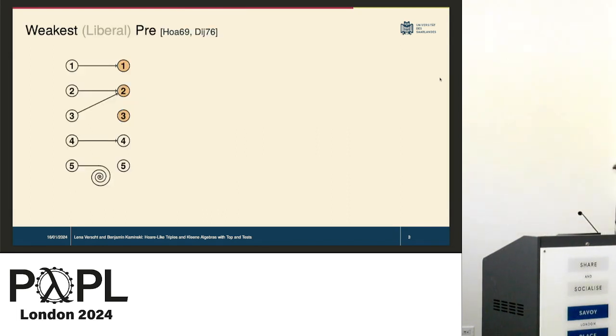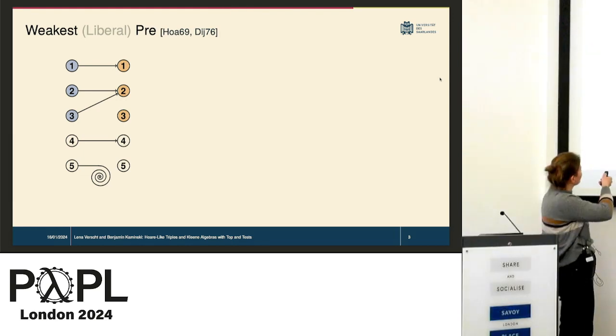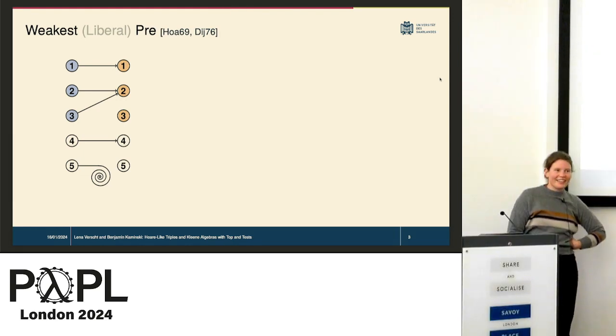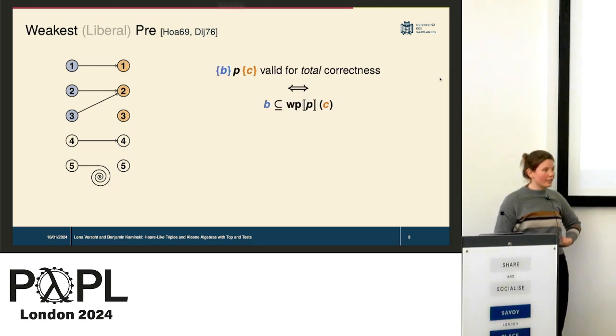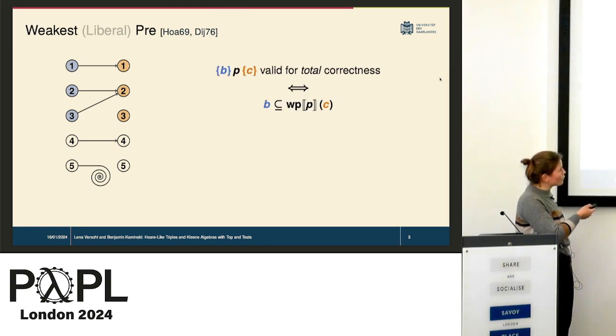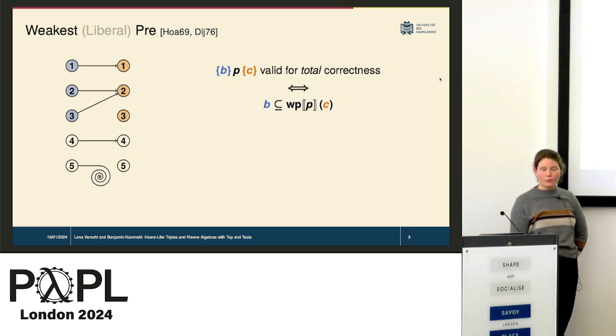Consider this very simple depiction of a program here with a set of final states highlighted, and then the weakest precondition is just the set of states from which computation always terminates, and always terminates in the states satisfying the postcondition, so these orange states here. In this example these are states 1, 2, and 3. And we say that a triple is valid for total correctness if all of the states in the precondition are contained in the weakest pre of the postcondition.